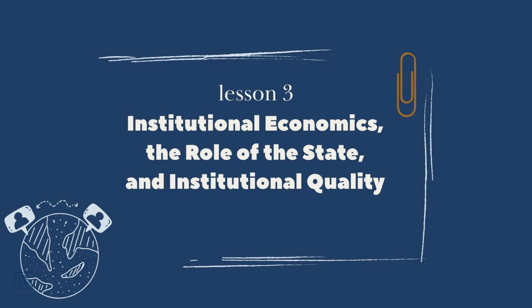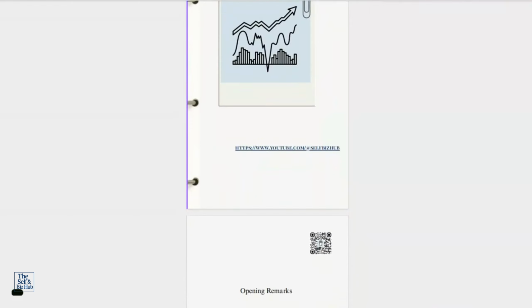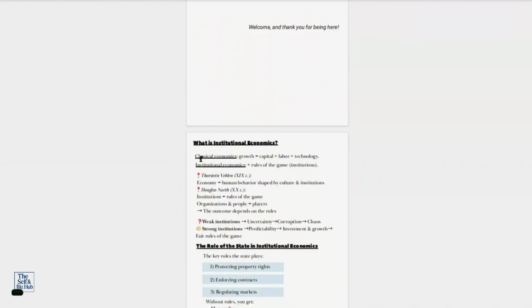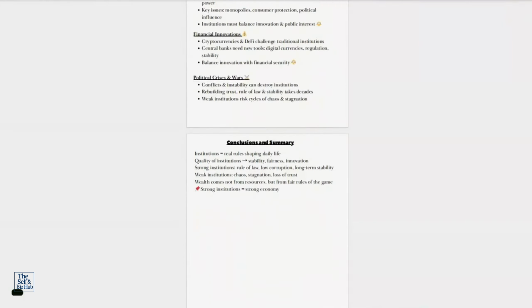Welcome to Lesson 3 of our comprehensive course on macroeconomics. Today, we'll break down what institutional economics is and why it matters, the role of the state in shaping institutions, why institutional quality is the key to development, and the difference between inclusive and extractive institutions. And at the end of this video, you'll be able to download a free PDF lesson with diagrams, explanations, and all the key ideas. Let's dive in.